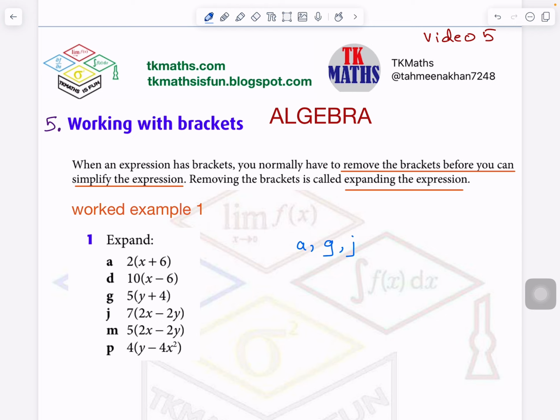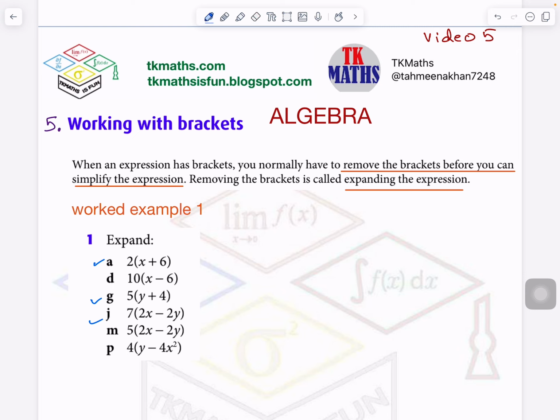Here we will work with brackets. Gradually we will advance from one bracket to two brackets and then square numbers. So right now let's start with these questions. I will explain part A, G and J. The other 3 parts I have solved below, but you can put the video on pause and try solving it yourself and then look at the solution.